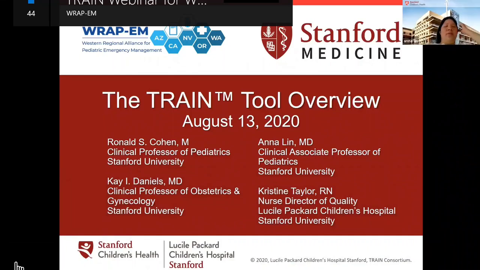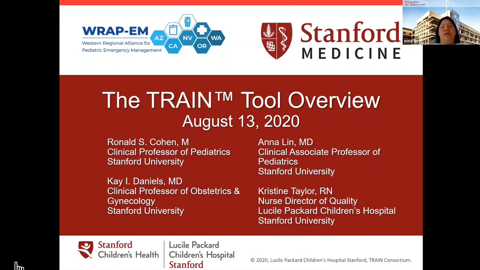The people who are here from the Train Leadership Team: Dr. Cullen, who actually created the Train Tool initially in the neonatal population; Dr. Kay Daniels, who has expanded the Train Tool to include obstetric patients; Christine Taylor, who is really integral in the implementation of Train throughout the hospital, but also with integration of the tool into our electronic health record; and then myself, who helped with all of these processes, specifically to general pediatrics.